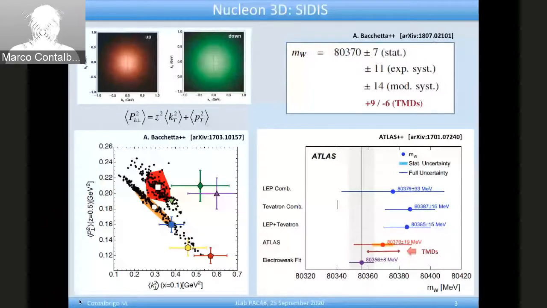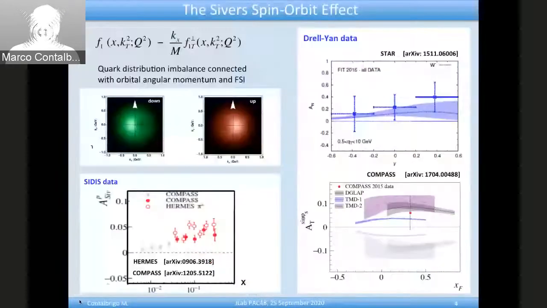So let's move to the focus of this run group, that is transverse polarization. In this case, you see that the quark distribution is no longer isotropic or symmetric because there is a correlation with the orbital motion of the quarks and the final state interaction. These are the kind of dynamic effects of the strong force that we want to study, that can be seen as spin-orbit effects within the nucleon.